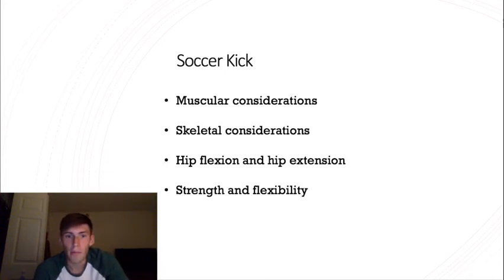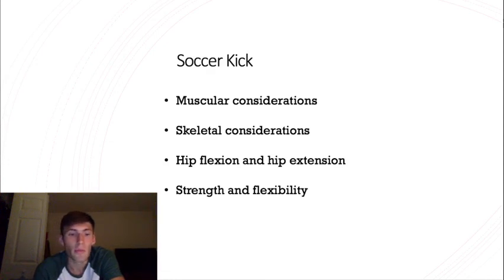One of the biggest things in kicking a soccer ball is hip flexion and hip extension. Your hip flexion should be about 20 degrees. That's about max hip flexion. And mine was about 17 degrees, so I could definitely work on that. And then hip extension can be about 90 degrees, and mine was about 71 degrees, so I could work on that as well.